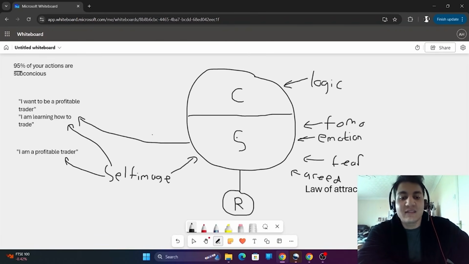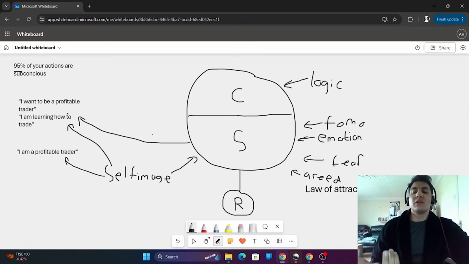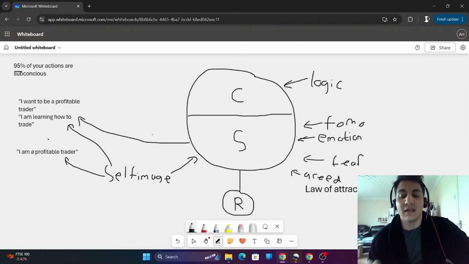The reason why they were negative is because inside my subconscious brain, it kept seeing me as a guy who wanted to learn how to trade. If you asked me, hey, what do you do? Oh, I want to be a trader. I'm trying to learn how to trade. I never said I am a profitable trader. Right? And because I never said that, my subconscious brain, because it's determined by emotions, there's so much emotion behind this, it just thinks that you want to be a guy who's learning how to trade.